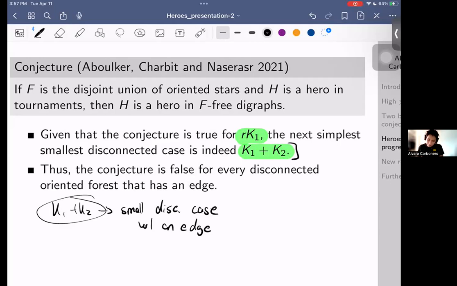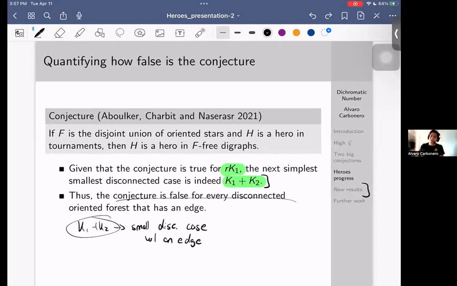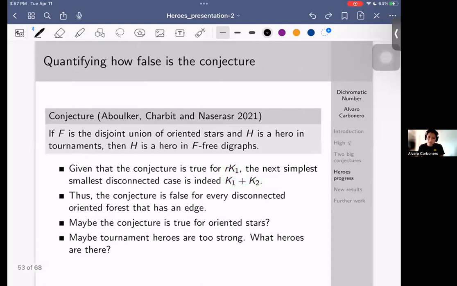So also the conjecture is false for forests with an oriented edge that are disconnected. So I think it's reasonable to ask these two questions. Maybe the conjecture is true for oriented stars. That is, let's remove the disjoint union part. Maybe the conjecture then is true. And the second question is, maybe tournament heroes are just too strong. They are just too big. So what heroes do work?